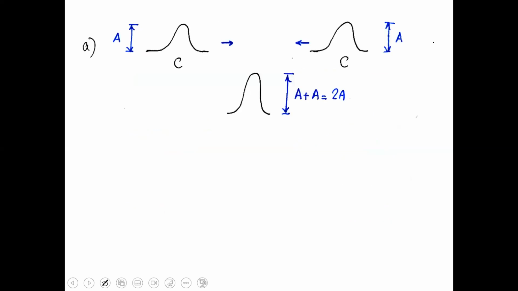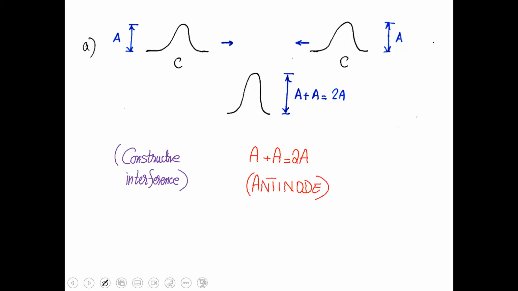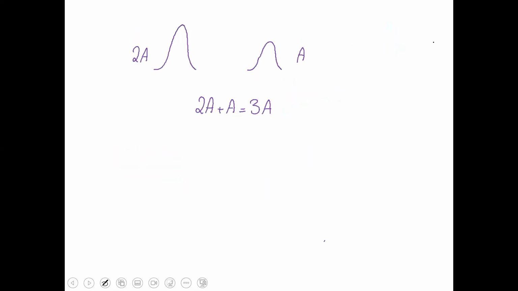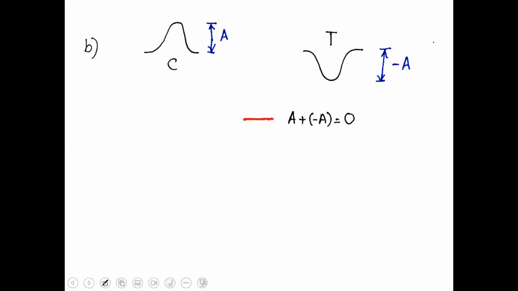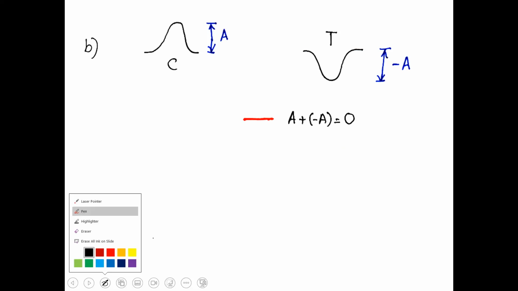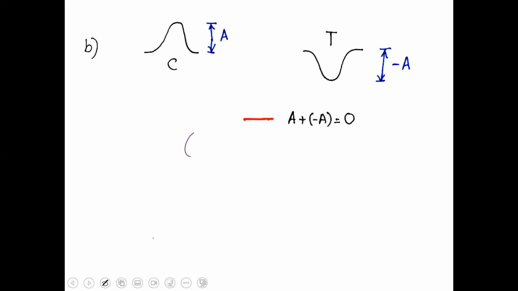Now look at this diagram, A plus A, 2A, constructive interference. Now, this is not always the case. This is an exception. Now look here, the two amplitudes are already different. This is also a type of constructive interference. Now here, one is A and one is minus A. They are meeting out of phase. So this is an example of destructive interference.